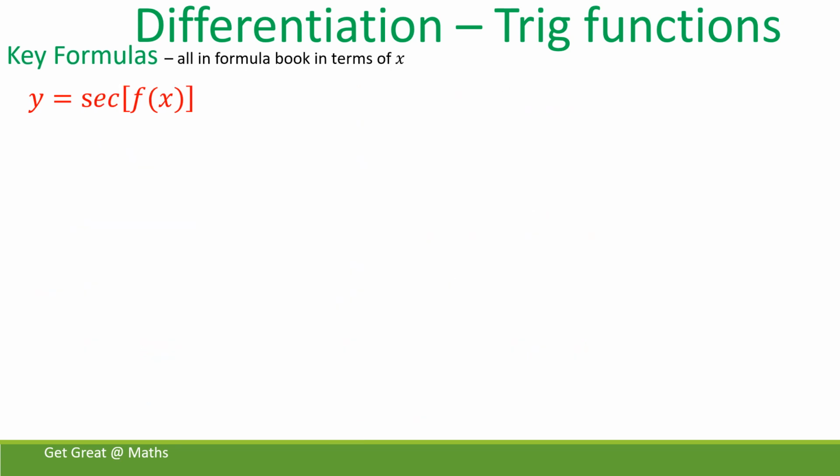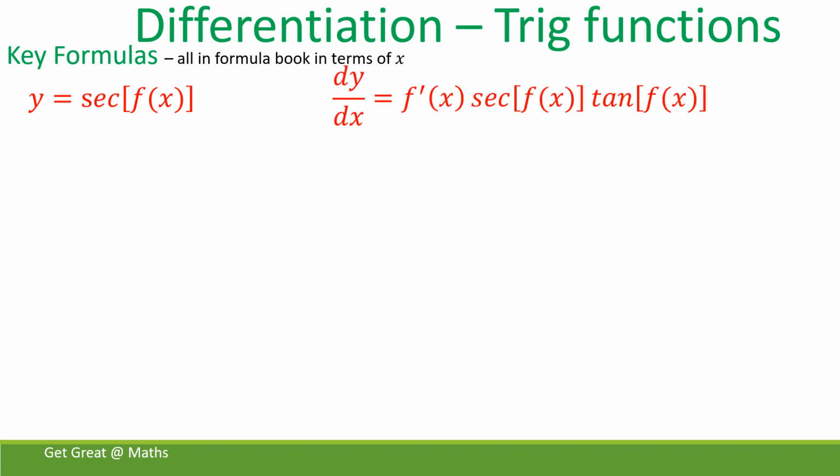All the formulas we're going to look at on this page are all in the formula book. So these are the reciprocal trig functions, and these are given to you, but they are given in terms of x. I'm giving you a more general form in terms of f of x. So if I've got y equals sec of f of x, dy by dx is f dashed of x sec of f of x tan of f of x. So I've just generalized the formula. Remember, you just need to multiply by the differential of the thing after the trig function.